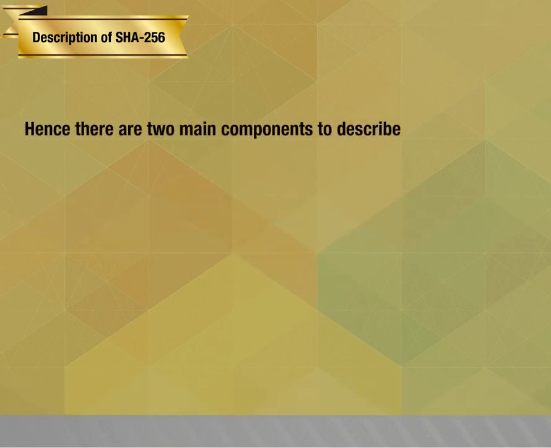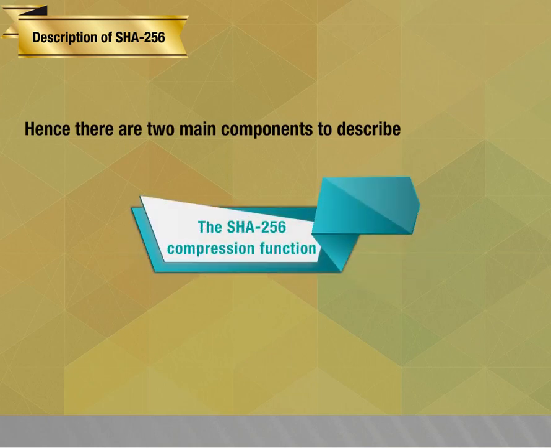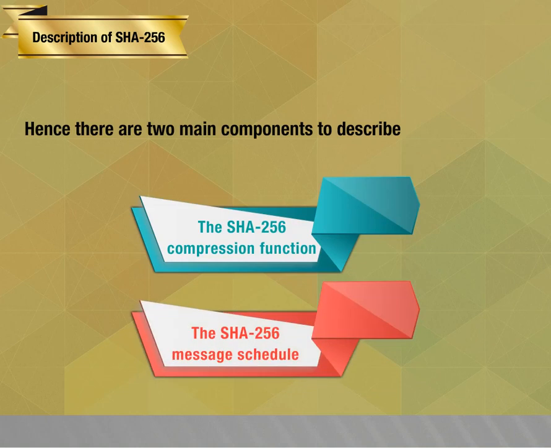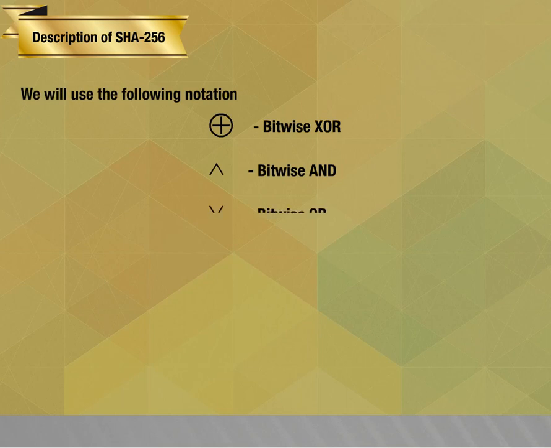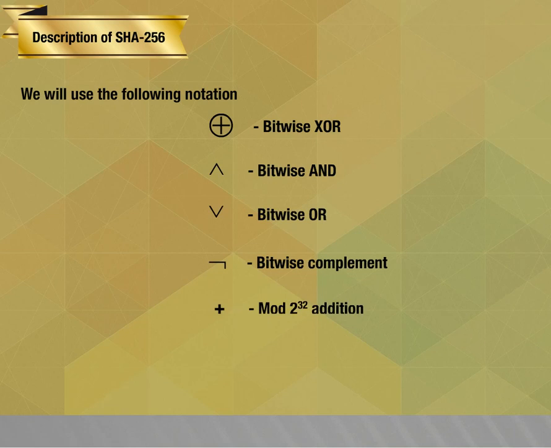Hence, there are two main components to describe: the SHA-256 compression function and the SHA-256 message schedule. We will use the following notation: bitwise XOR, bitwise AND, bitwise OR, bitwise complement, plus for mod 2^32 addition, R^n for shift by n bits, and S^n for rotation by n bits.